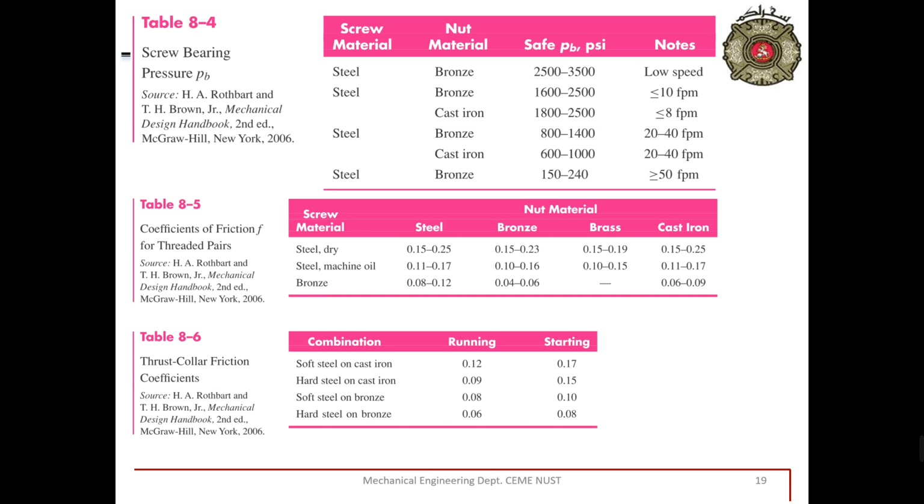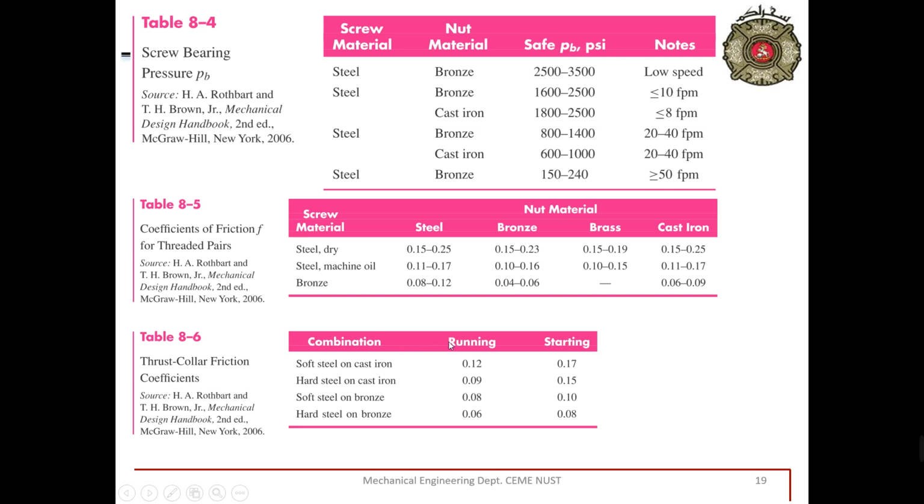Table 8.4 gives us the bearing pressure, you are not concerned with that for now. Then table 8.5 deals with the case where nut material and bolt material are given. By checking the material and the condition, you can estimate the frictional coefficient from this table. For example, if the nut is made of steel and the bolt is also made of steel and the connection is dry, then the range of frictional coefficient is 0.15 to 0.25. And if you are not sure which value is to be taken, you can just take the average value, which is equal to 0.2.